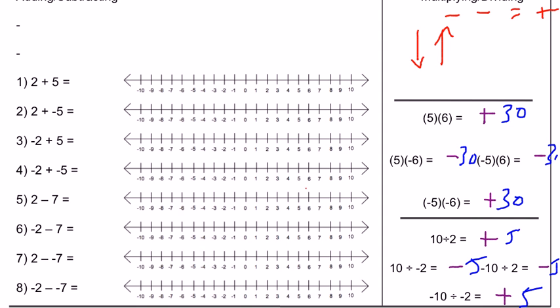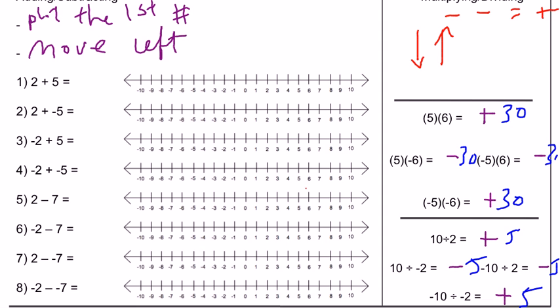Okay, now when we add and subtract integers, the first thing we're going to do is plot the first number and then move to the left or right depending on the second number. Now, if the second number is positive, we'll move in the positive direction to the right, and if the second number is negative, we'll move in the negative direction to the left.